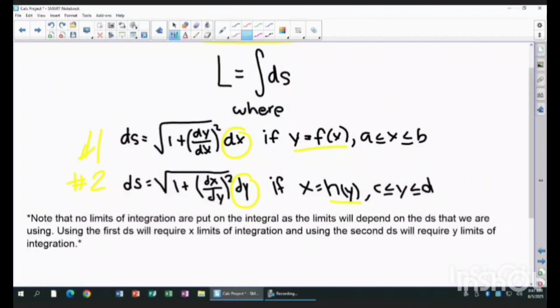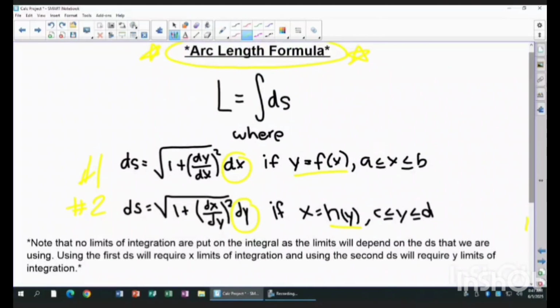Note that no limits of integration are put on the integral, as the limits will depend on the ds we are using. So basically, what your integral is in terms of, and which ds you will be using, will determine the limits of integration. If your function is in terms of x and your integral is in terms of x, that's simple. You just use that integral. But if your function is in terms of y and your integral is in terms of x, you may have to do a little substitution and change it to get your limits of integration.